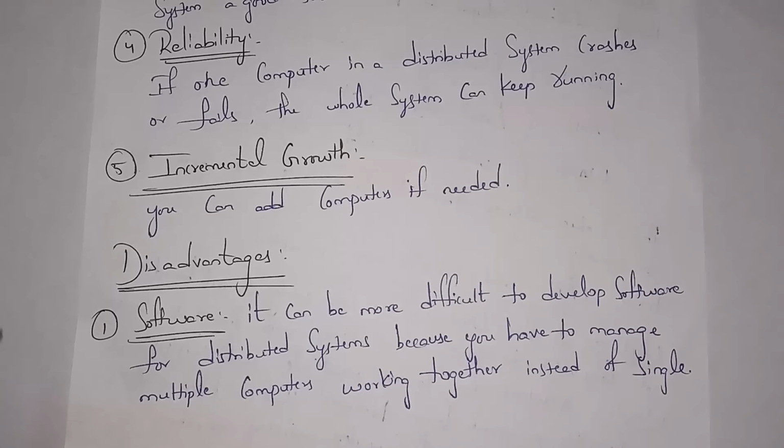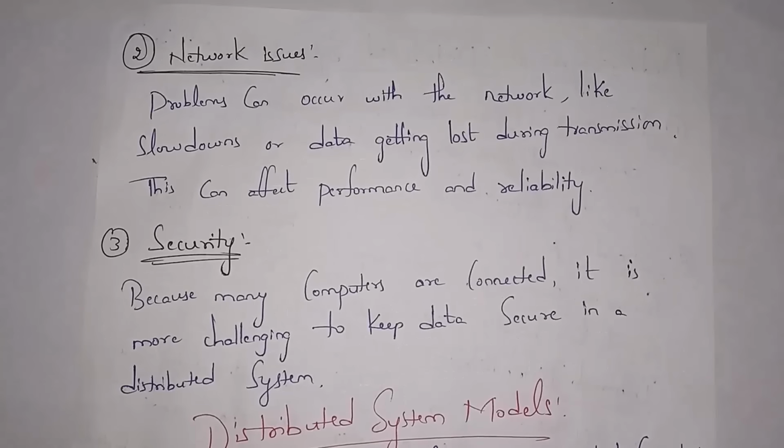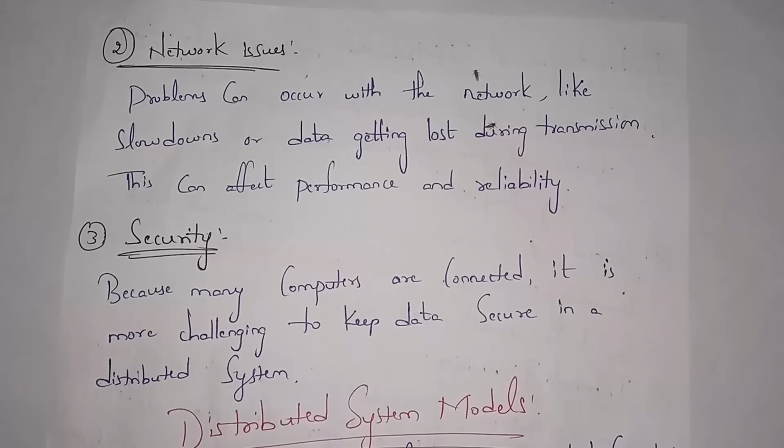And the first one is software. Guys, if you want to connect many computers in different location, we also need software. So developing such software is very tough. And next disadvantage of distributed systems is network issues. In distributed systems, we will connect various kinds of systems in different locations. Either we can connect by using cable or internet, so there is high chance for network issues. And next disadvantage is security. As many computers are connected to each other, keeping data secure is very tough.